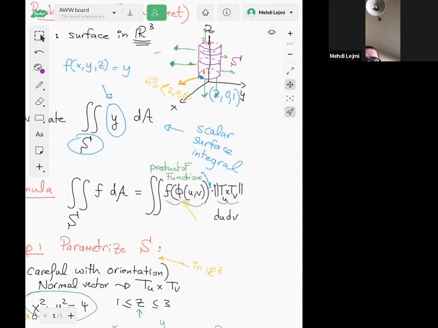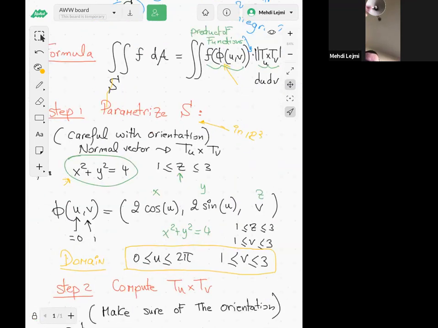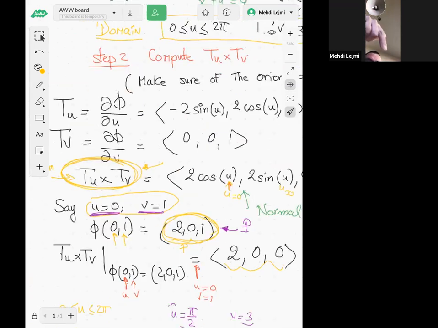Let's say somewhere else, for example, this point here. For u equals pi and v equals 2, you're going to get this point here, a different point, right? So each point on the cylinder corresponds to some value of u and the value of v. Whenever you replace u and v by some values, you get a different point on the cylinder. And then to find the corresponding normal at that point, you have to replace u and v by the same values.